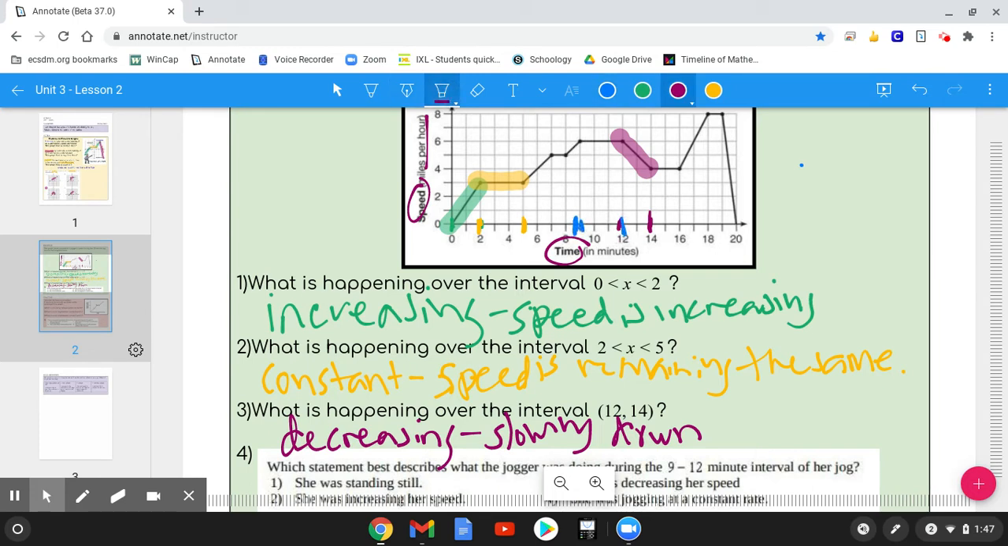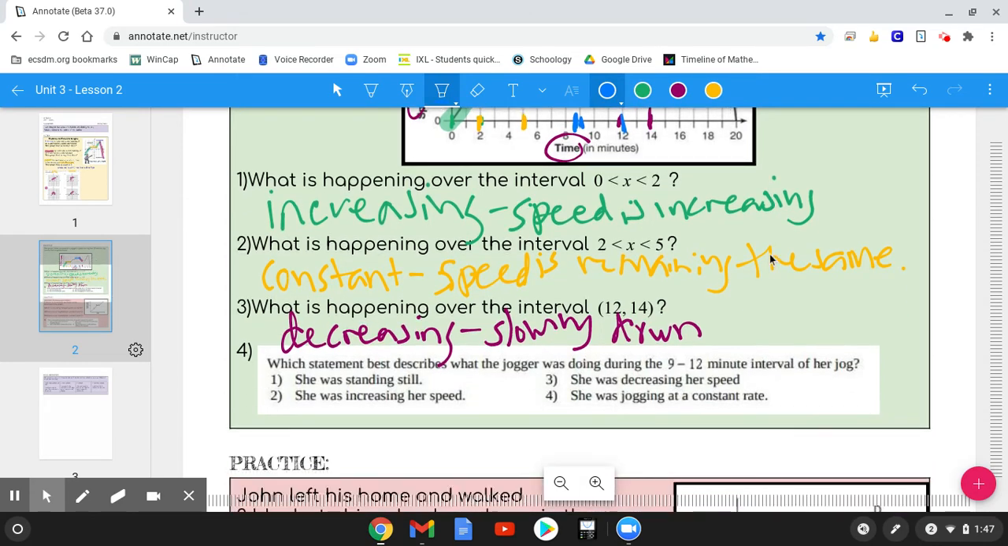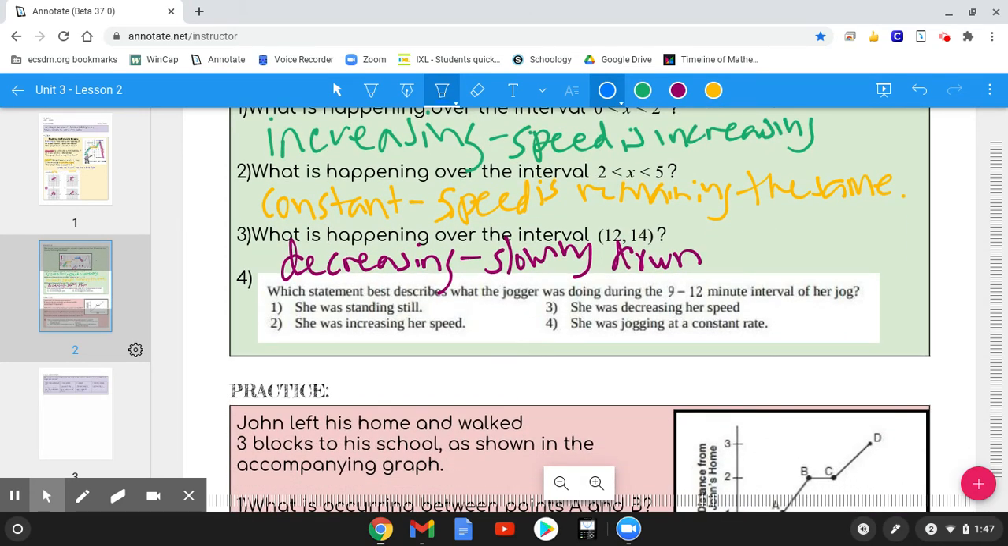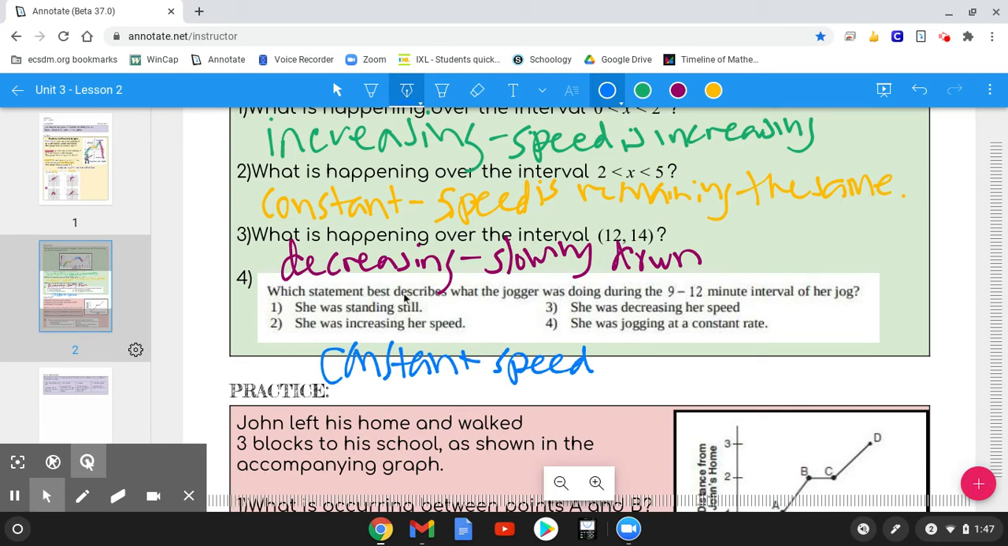Well, let's see what's happening on our graph there from 9 to 12. What's happening? Looks like a constant speed to me. So constant speed. Could she be standing still?